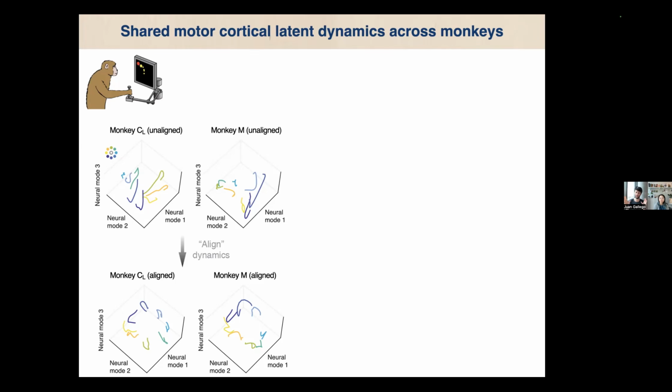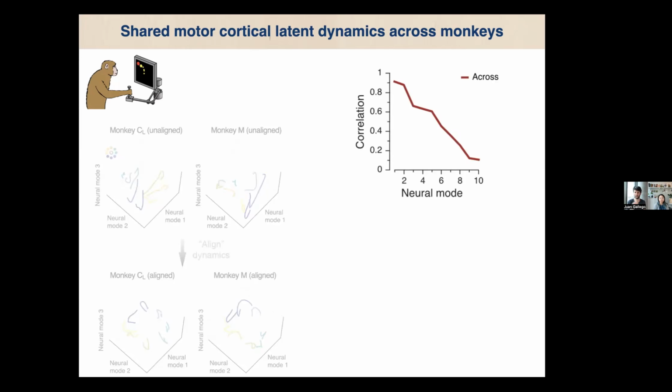And I should say that we are aligning single trials. It's not that we are optimally aligning the trajectory for each trial. We concatenate all single trials from one session and we align them. And we can quantify that, for example, by plotting the correlation per axis of this manifold, per neural mode.